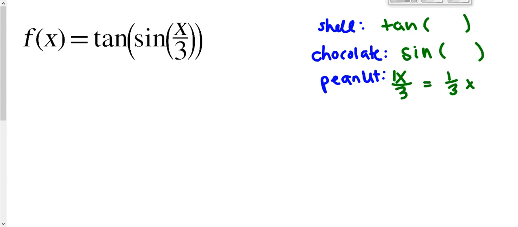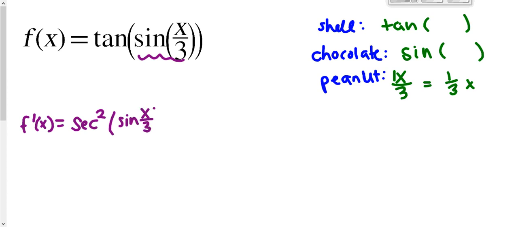Okay, so let's take our derivative. We start from the outside and work our way in. So first is tangent. The derivative of tangent is secant squared. And what do we put on the inside? Everything that's left, so we do not change it. So we have sine of x over 3. That is our first part of the derivative, so we're good with that one.